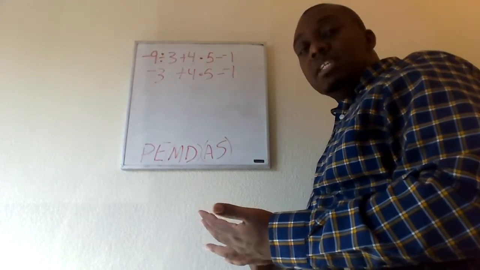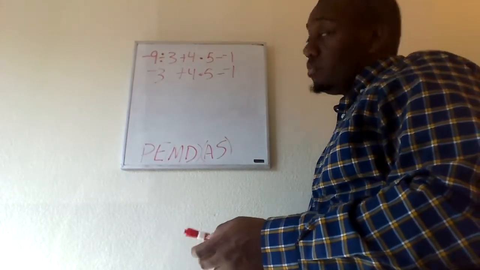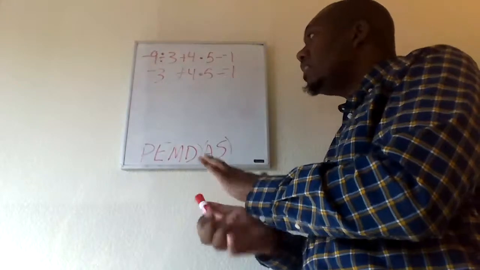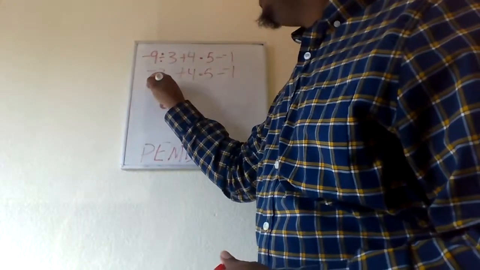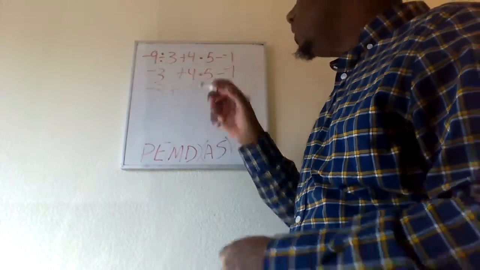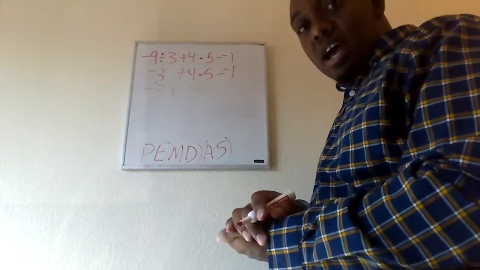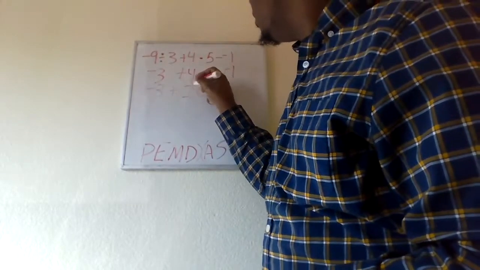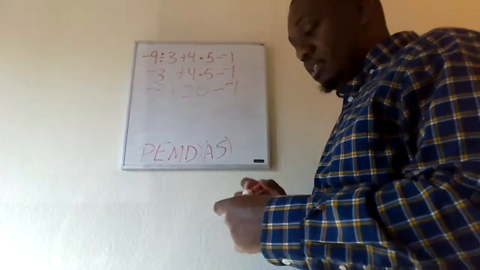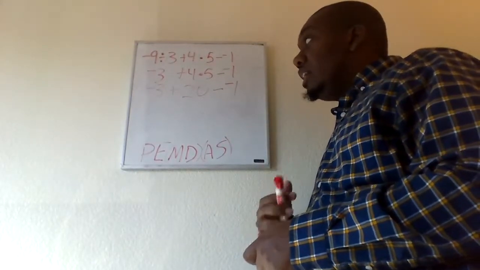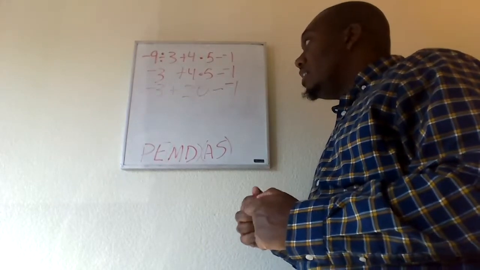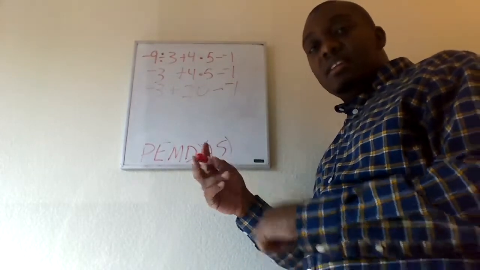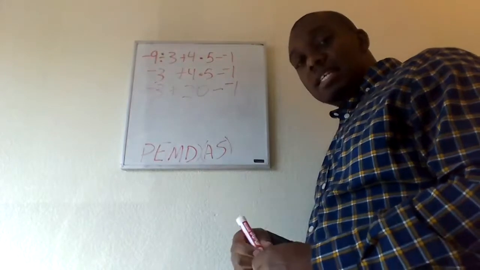Okay, let's see if there's any other multiplication or division that occurs in this problem when looking left to right. Well, that's addition, no. Oh, multiplication. We're going to do multiplication then. So we have negative 3 plus 4 times 5. What is 4 times 5? Well, 4 times 5 is 20. And we got minus negative 1, so I bring everything else down. So we have negative 3 plus 20 minus negative 1. Awesome. Oh, there's no more multiplication and division.